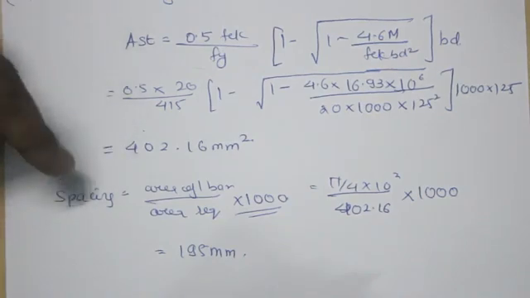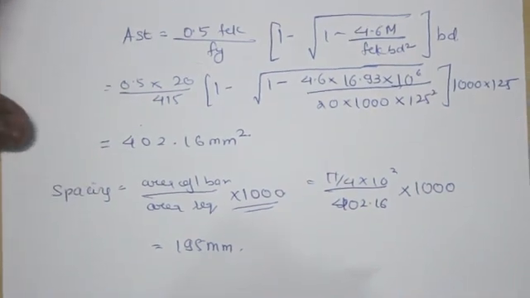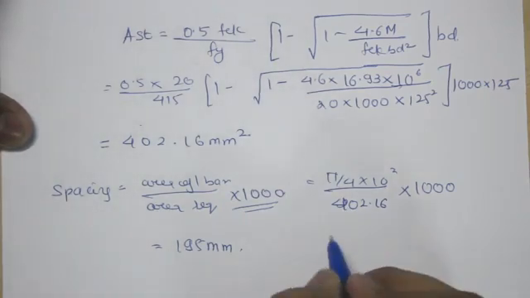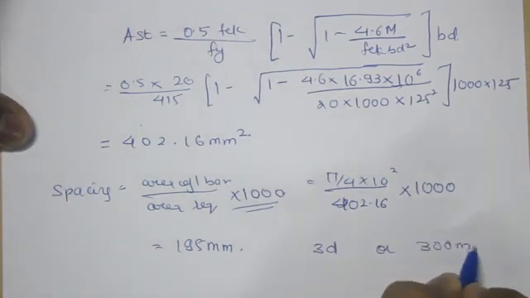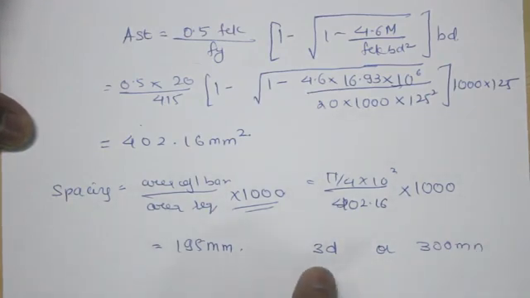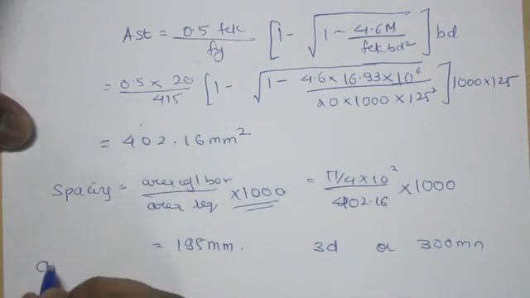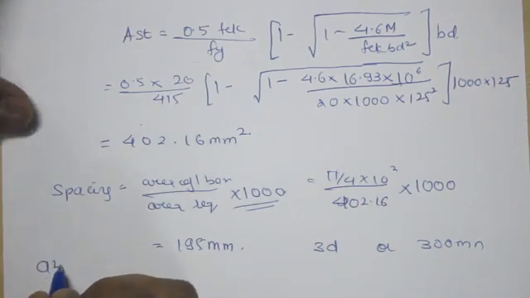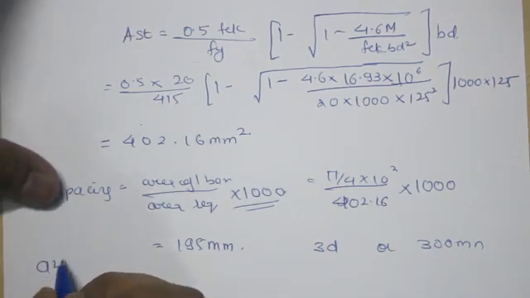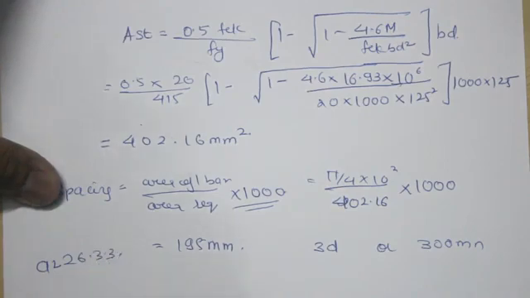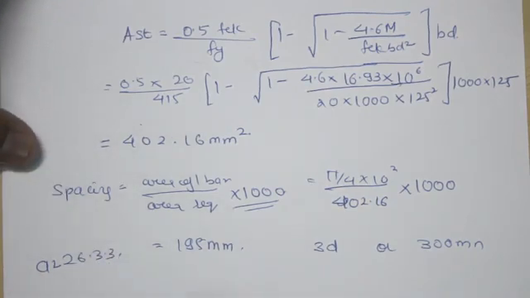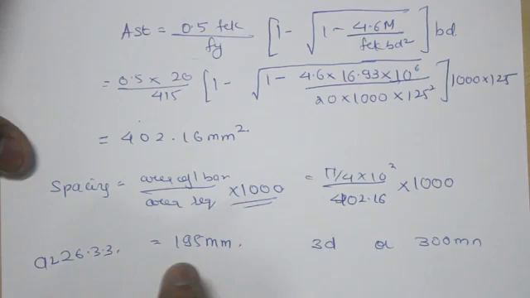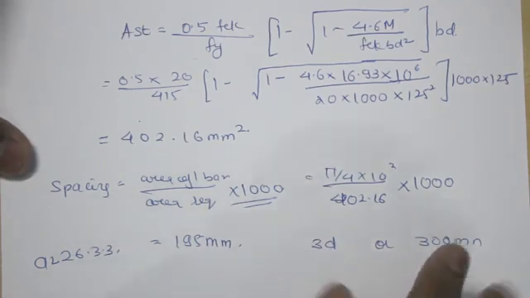You can also check for maximum spacing criteria. The maximum spacing for slab is 3 multiplied by d, or 300 mm. So our spacing which was calculated here should not exceed 3d or 300 mm. This is given in clause number 26.3.3. So in this case our spacing is 195 mm, which is clearly lesser than these two values, so our slab is safe.